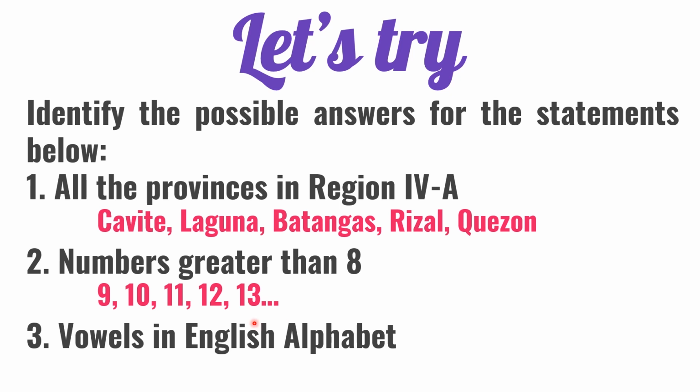Lastly, vowels in English alphabet. What are the vowels? Right, the vowels are A, E, I, O, U.